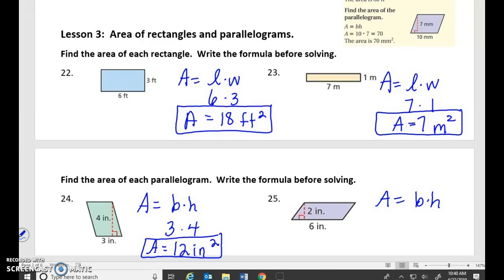The area equals 12 inches squared. Okay, go ahead and do 24 and we'll check that. Okay, on number 25, I wrote down my formula. Area equals base times height because this is a parallelogram. My base is 6. My height is 2. So you should have had area equals 12 inches squared.